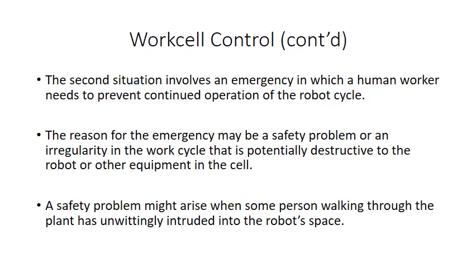The second situation involves an emergency in which a human worker needs to prevent continued operation of the robot cycle. The reason for the emergency may be a safety problem or an irregularity in the work cycle that is potentially destructive to the robot or other equipment in the cell. A safety problem might arise when some people walking through the plant has unwittingly intruded into the robot's space.